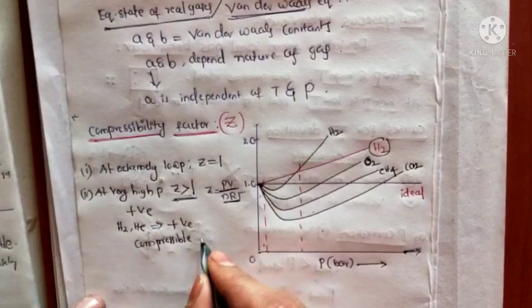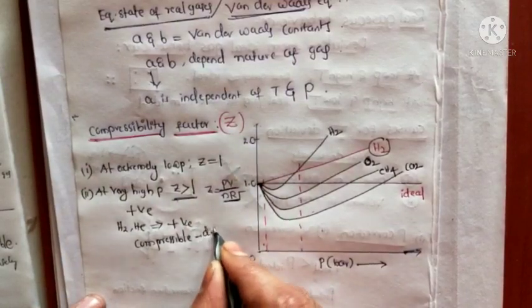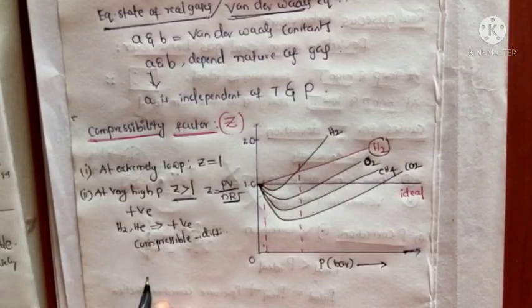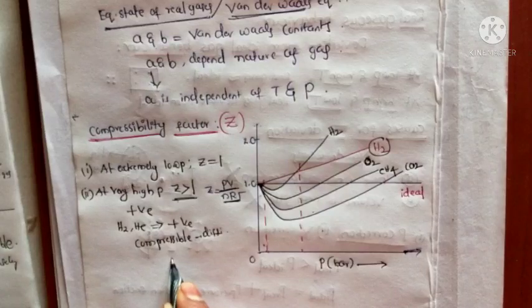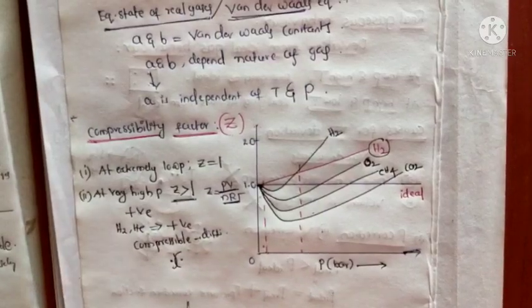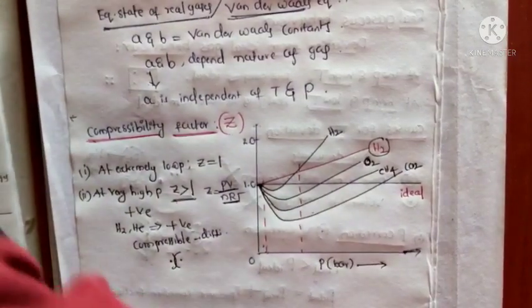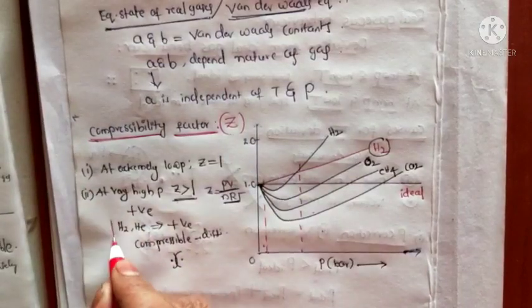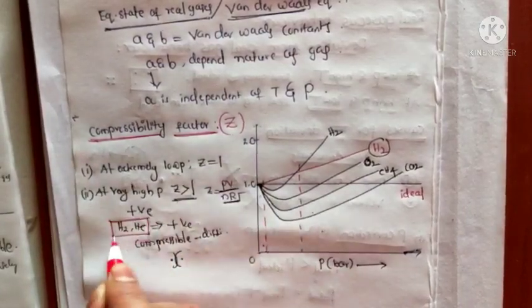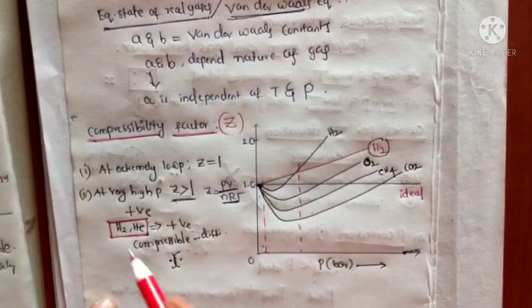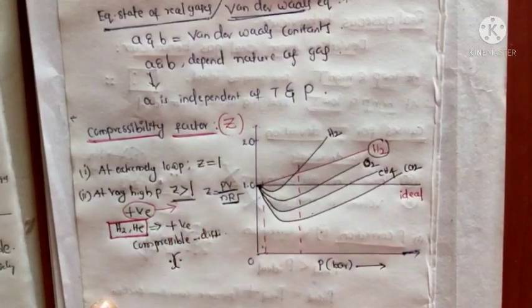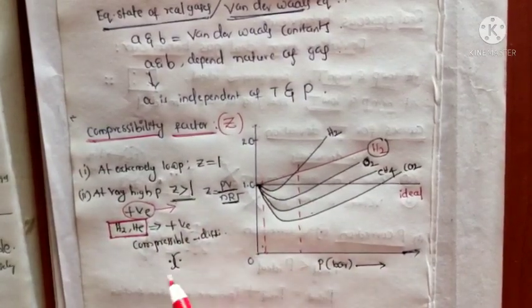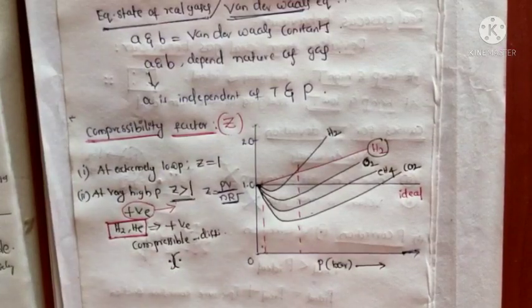Compression is very difficult because here the molecular repulsions dominate. So that's why compression of these gases is very difficult. So the question is, which gases are more difficult to compress? Those gases which exhibit the positive deviation, because here the molecular repulsions are predominant.